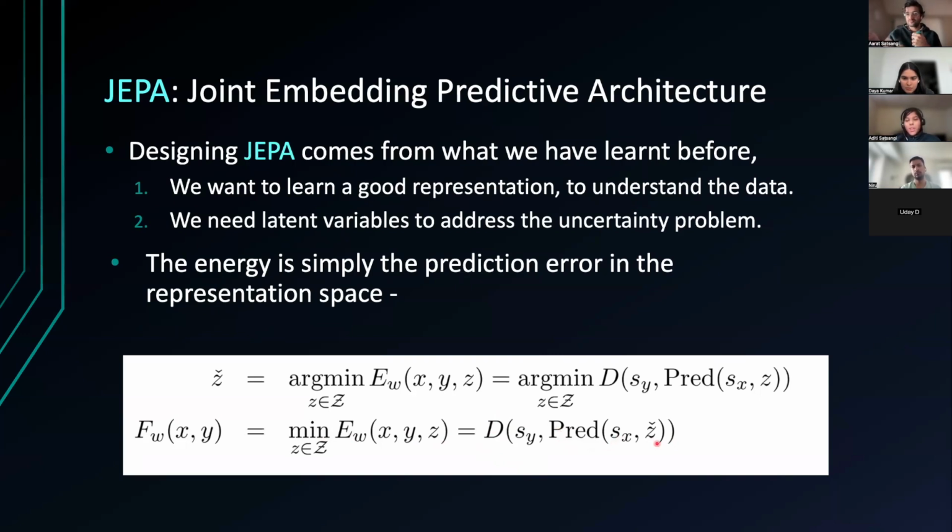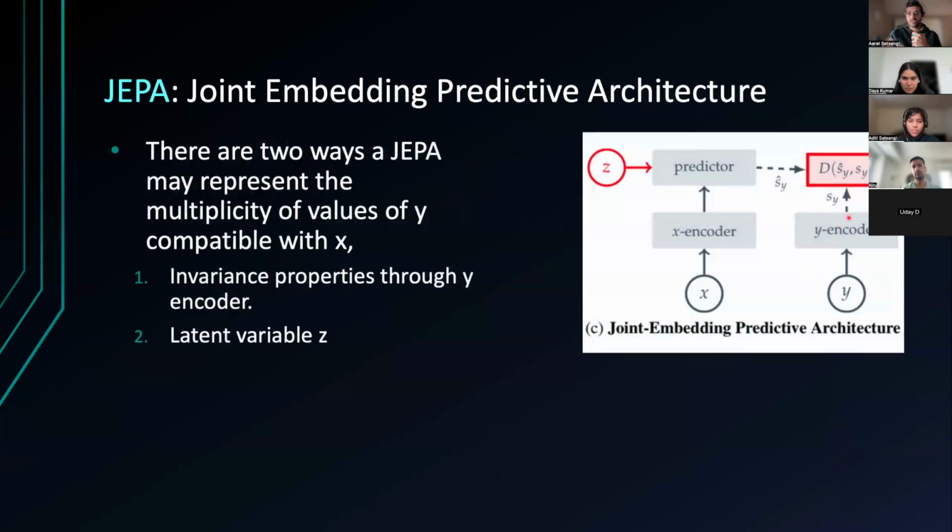So there is a comparison between the sy and the output we are getting from the x encoder and the latent variable. This is the sy part, and this is what you're getting out of the predictor. Okay, fair enough. Thank you.